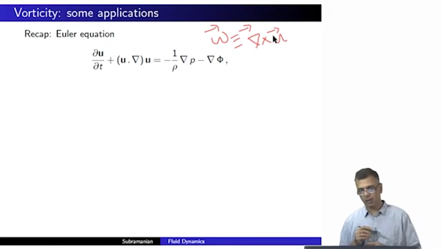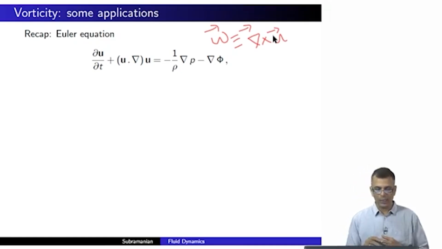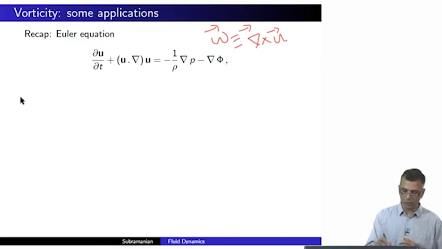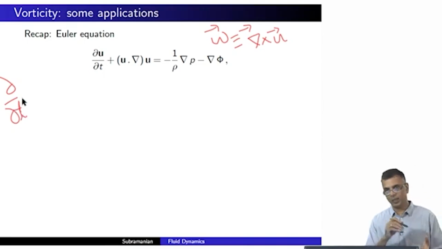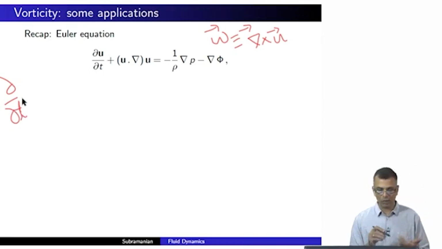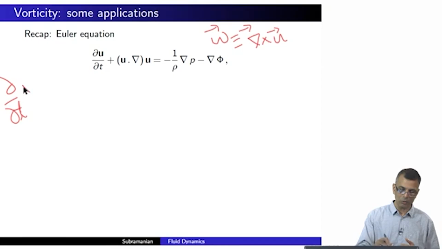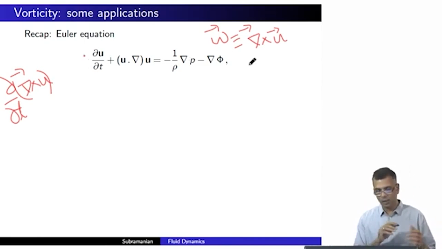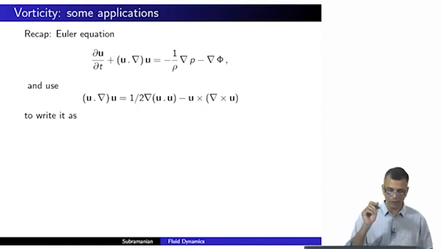This is what the vorticity is defined as. You start with the Euler equation and you take the curl of everything. So what you do is you do a d over dt, and you assume that the space and time derivatives can be interchanged. So you do a d over dt curl of u. That's how you do this. And you take the curl of this, you take the curl of this. So you curl everything.